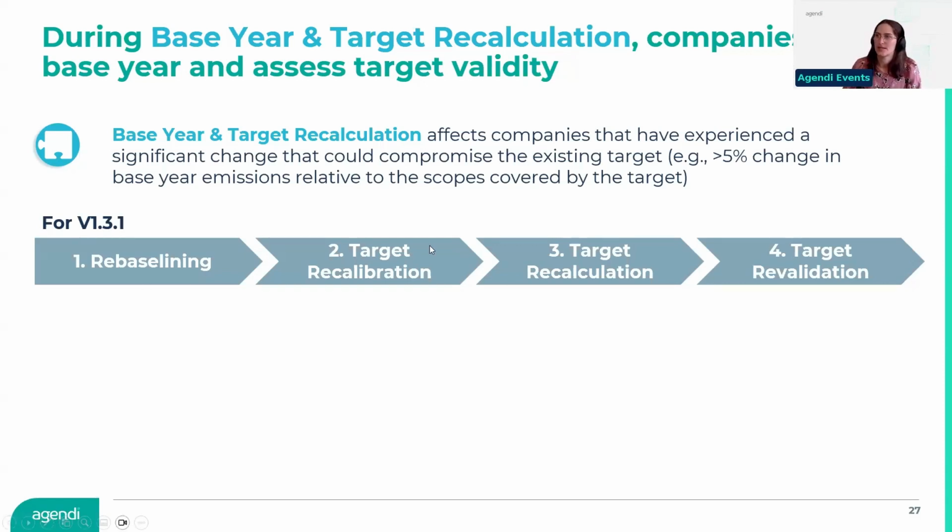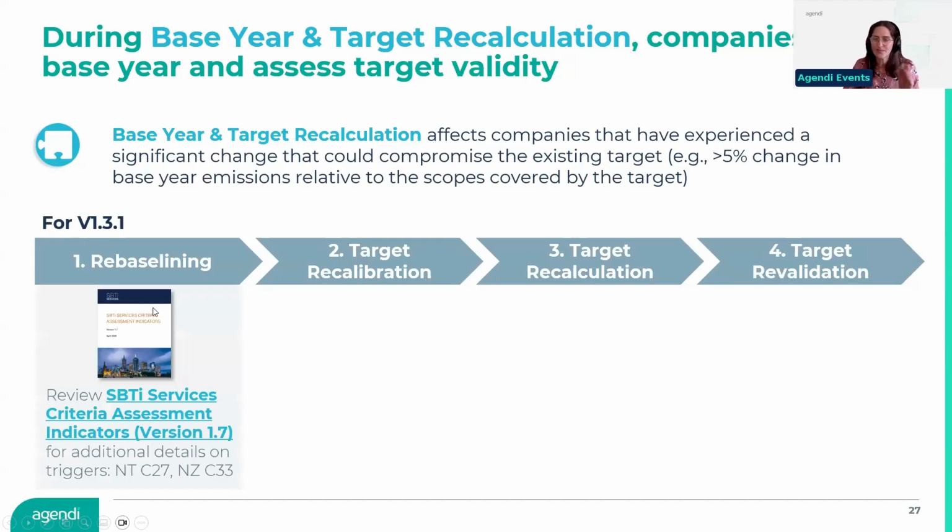Companies would follow this process of rebaselining, remapping your target over the updated base year, and then figuring out whether the ambition and coverage remain in line with the SBTi criteria. And finally, if needed, resubmit the target. So under V1.3.1 specifically, I'll go through details for this and also for V2. There are additional details of the specific rebaselining triggers that can be found in the criteria assessment indicators. I'm not going to go through all of them, but if you are interested, see criteria 27 under the near term and then net zero criteria 33. That will give you all the details you need.